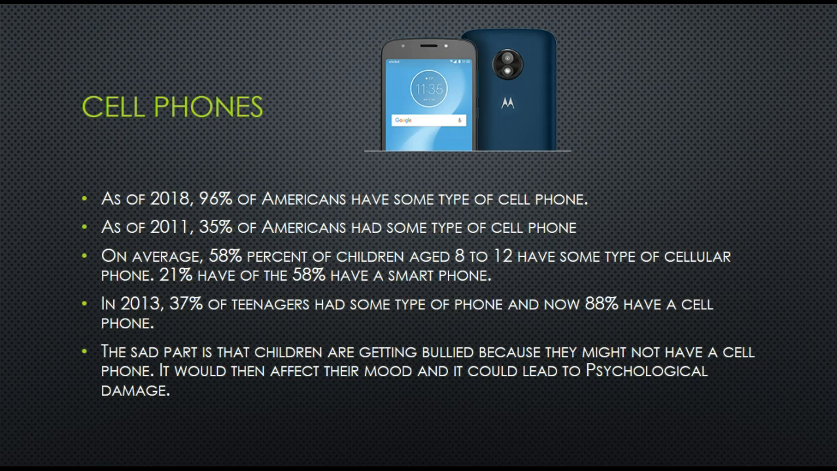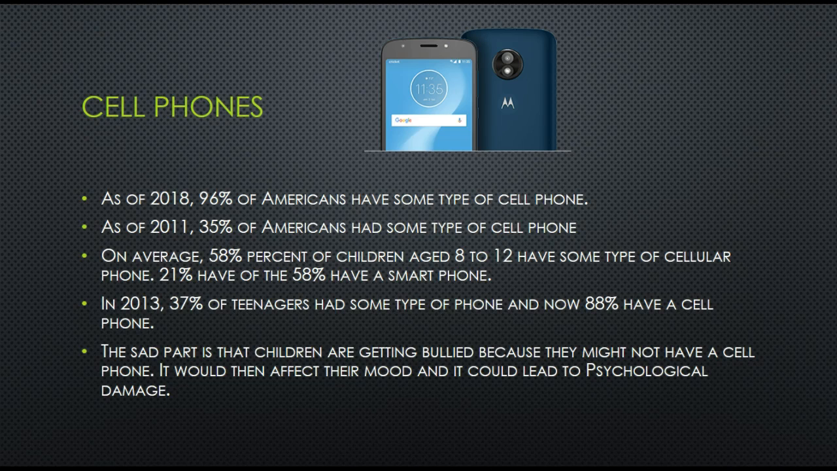All right, so cell phones. As of 2018, 96% of Americans have some type of cell phone. It's a high number. As of 2011, 35% of Americans had some type of cell phone, so that's a big rise, 61%, from 2011 to 2018. On average, 58% of children aged 8 to 12 have some type of cellular phone, and of that 58%, 21% have a smartphone, which just blows my mind. In 2013, 37% of teenagers had some type of phone, and now 88% have a cell phone.